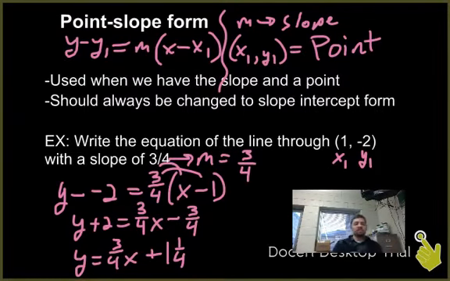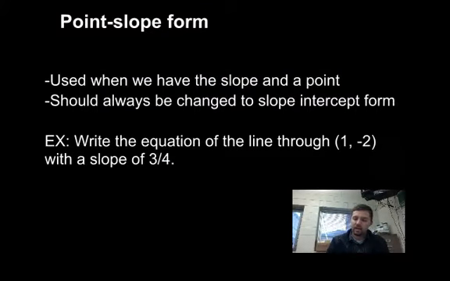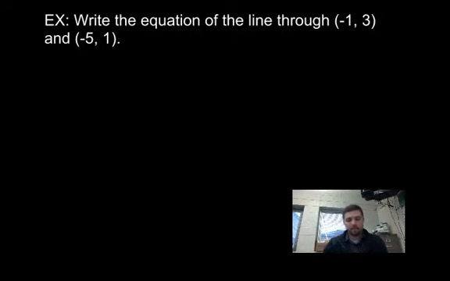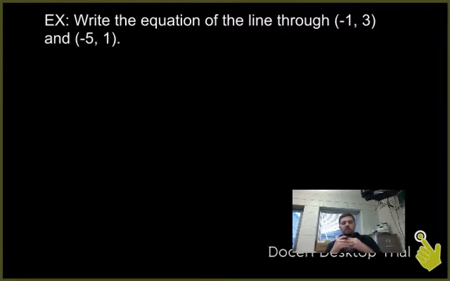Okay, so that's my final equation, and that is the equation of the line through 1, negative 2 with a slope of 3/4. You could graph that and you could verify it. That is the only line that satisfies those conditions, and we use point slope form to get it. I think I've got one more slide, and it's just one more example where, in this situation, I need to write the equation of the line through 2 points.